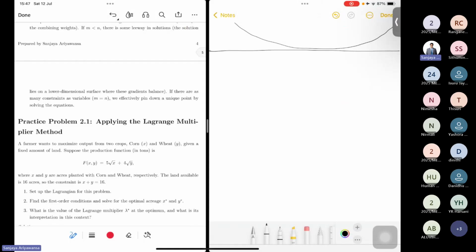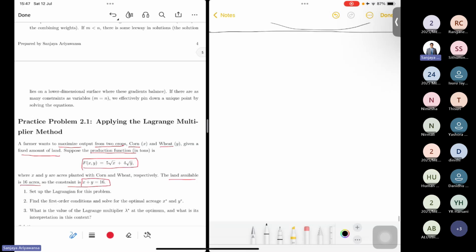We are given practice problem 2.1, applying the Lagrangian multiplier method. A farmer wants to maximize output from two crops, corn and wheat. Corn is given by X, wheat is given by Y, given a fixed amount of land. Suppose the production function is given by this, where X and Y are acres planted with corn and wheat. The land available is 16 acres. So the constraint is X plus Y equals 16.